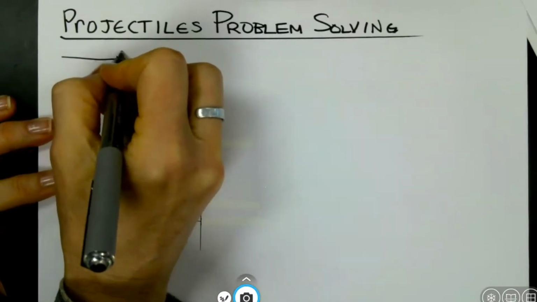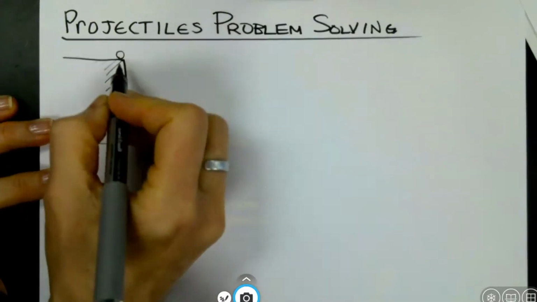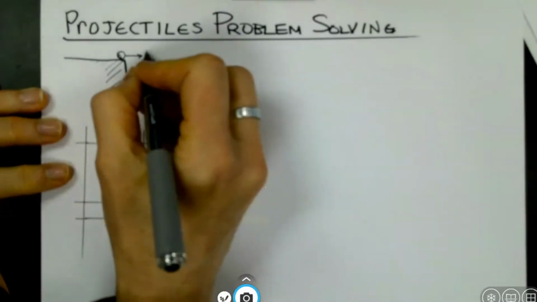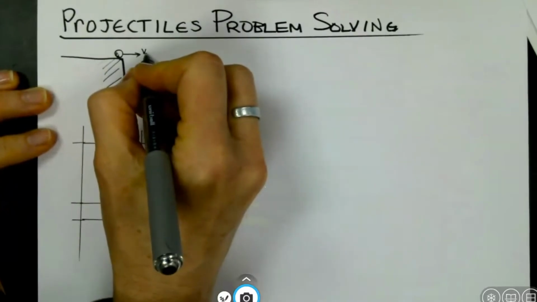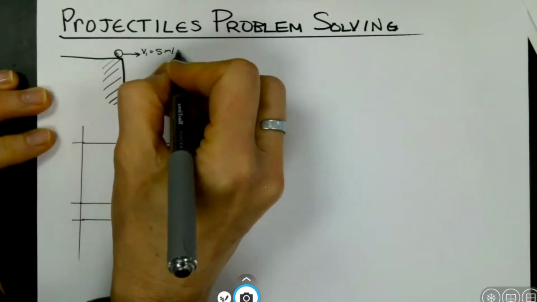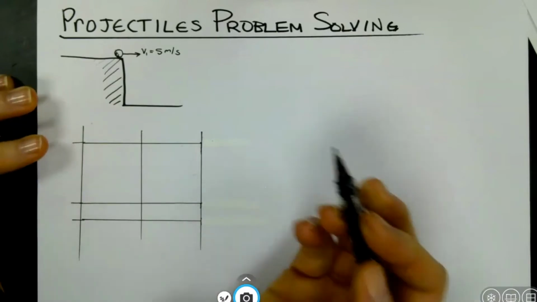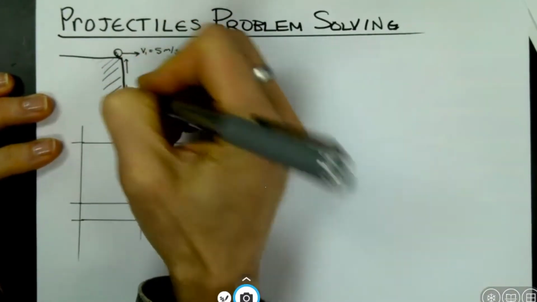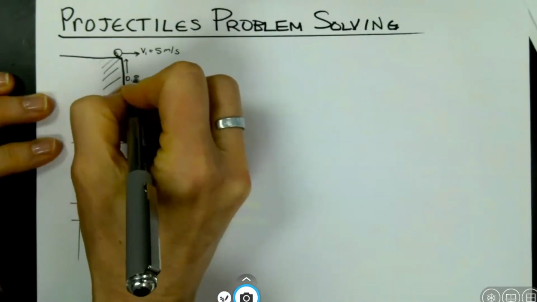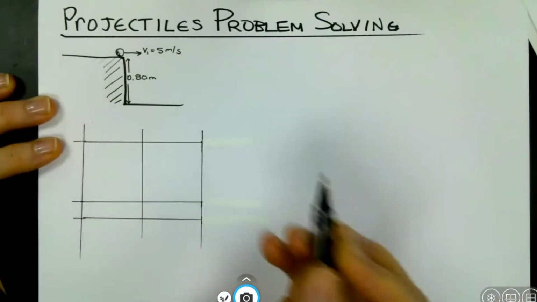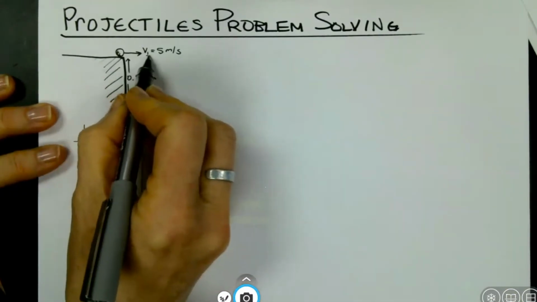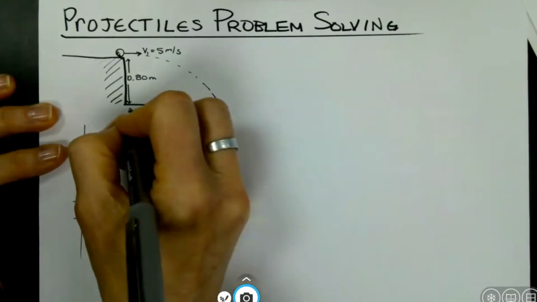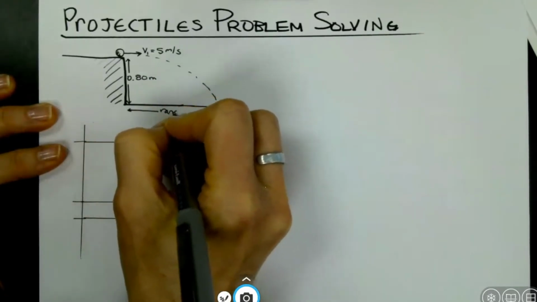So I want you to imagine you've got a problem that's assigned, and it says that there's a projectile and it's launched off the edge of this table or whatever, and it's launched with some initial speed. Let's say it's 5 meters per second. And in the problem, it'll tell you generally how high it's off the ground. So let's say the table is 0.8 meters off the ground. And often, the question is going to be, where does it hit the ground? What's its range? So what we're looking for is, what is this distance here?